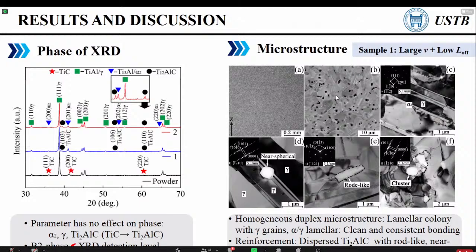The microstructure of sample 1 is shown at the right. The matrix microstructure is a homogeneous duplex microstructure consisting of alpha 2 and gamma lamellar colony and gamma grains. Black contrast particles dispersed in the matrix, which can be identified as titanium 2 aluminum carbon phase by TEM. The particles exhibited 3 types of morphology: near spherical, rod-like, and cluster.